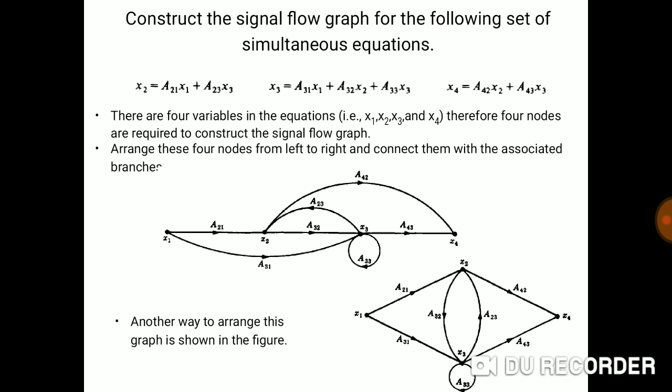In the same way, here is another incoming line from X3, and its transfer function is A23 as shown in the diagram. In the same way we can follow the simultaneous equations provided for X3 and X4 and we can draw the diagram. The next figure shows another way to arrange the graph. We can draw the signal flow graph by any one of the methods.